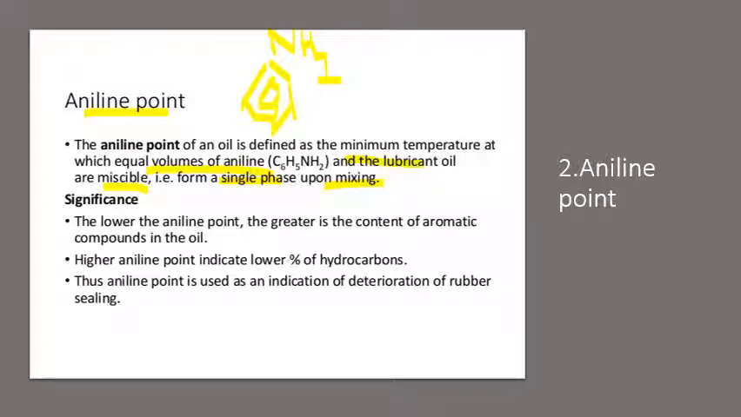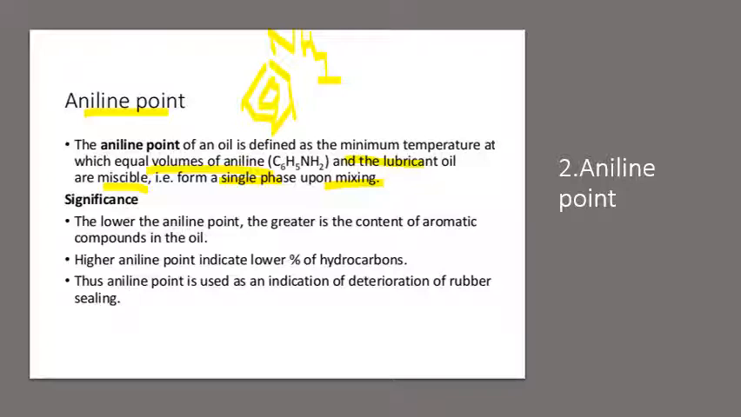So we use equal volumes of aniline and lubricating oil. First we mix them, because they do not mix at room temperature. An appropriate temperature should be given for their proper mixing, or for obtaining the homogeneous phase. So when we get the homogeneous phase, that temperature is recorded and it is left for cooling.